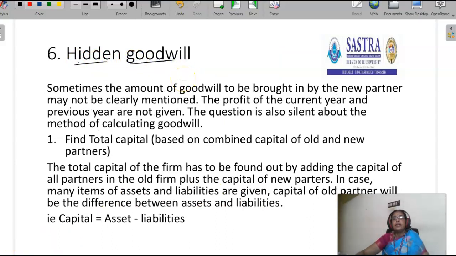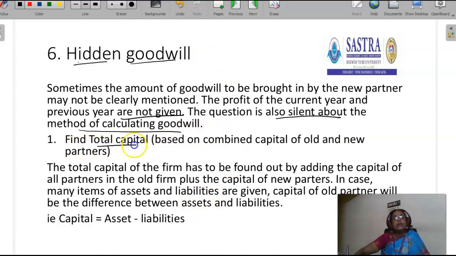We have to find out the value of goodwill. The profit of the current year and previous year are not given. The question is also silent about the method of calculating the goodwill. What are the steps we have to follow to find out the hidden goodwill?